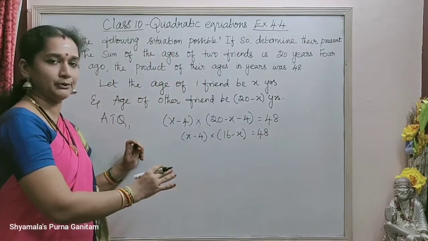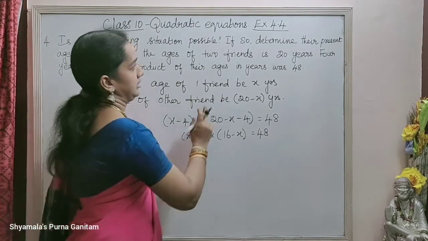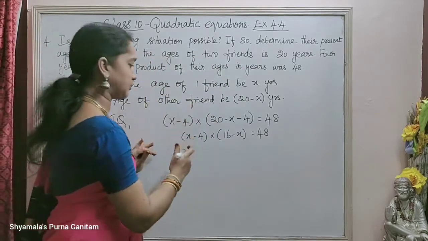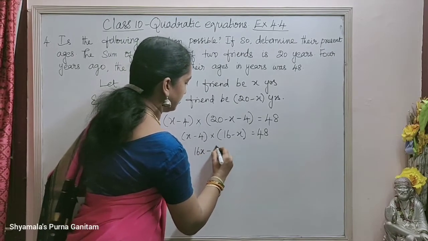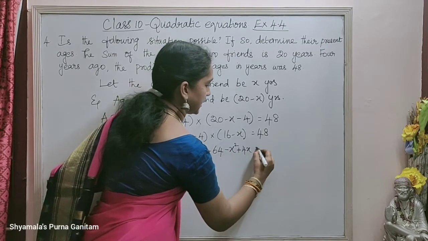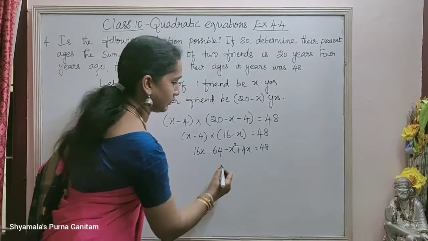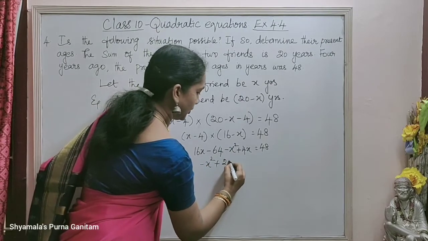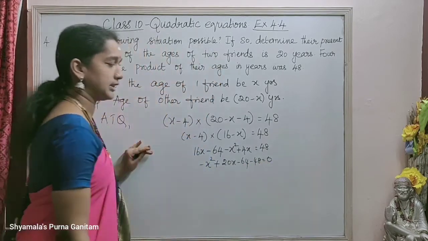So, this has to be simplified and check whether we are getting value of x. First, we have to check whether it is possible. So, when you multiply this, it will be 16x minus 64 minus x squared plus 4x is equal to 48. So 16x plus 4x is 20x. So minus x squared plus 20x minus 64 minus 48 is equal to 0.